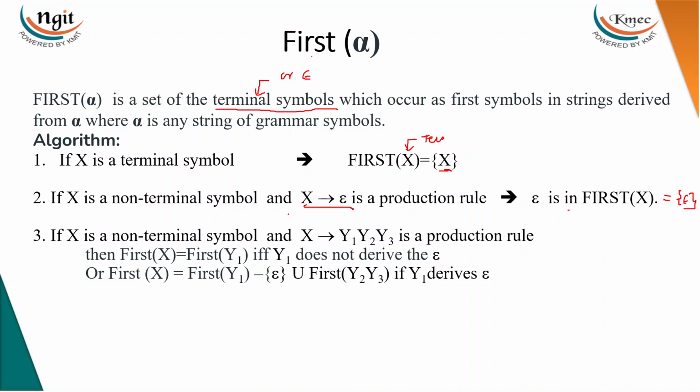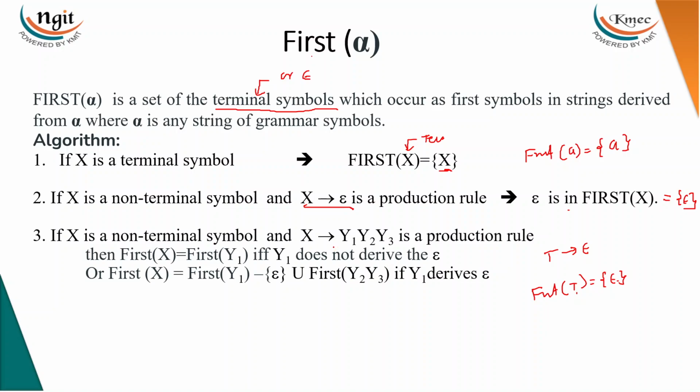right? So let me just write down examples. For example, first of a is a only because a is a terminal. For example, T tends to epsilon, then you write first of T. As T is a non-terminal and having epsilon, you can take it. Then go for the third one.